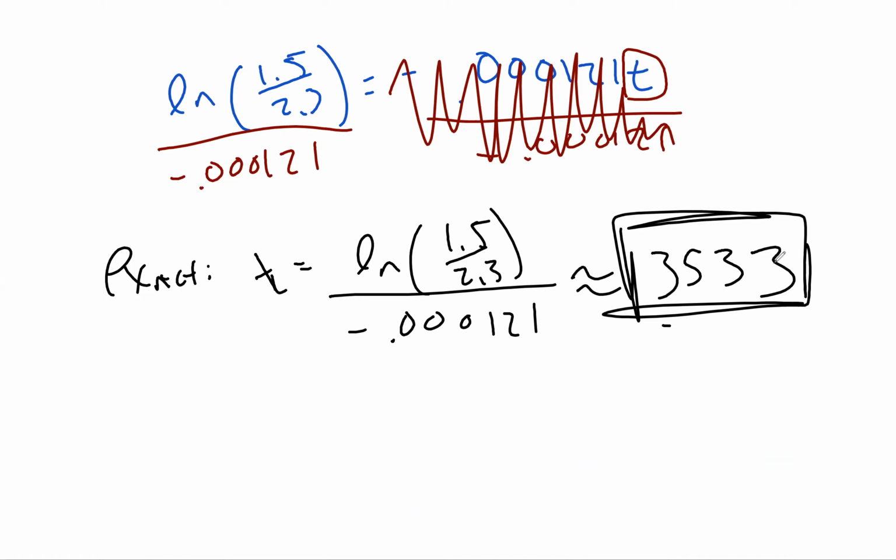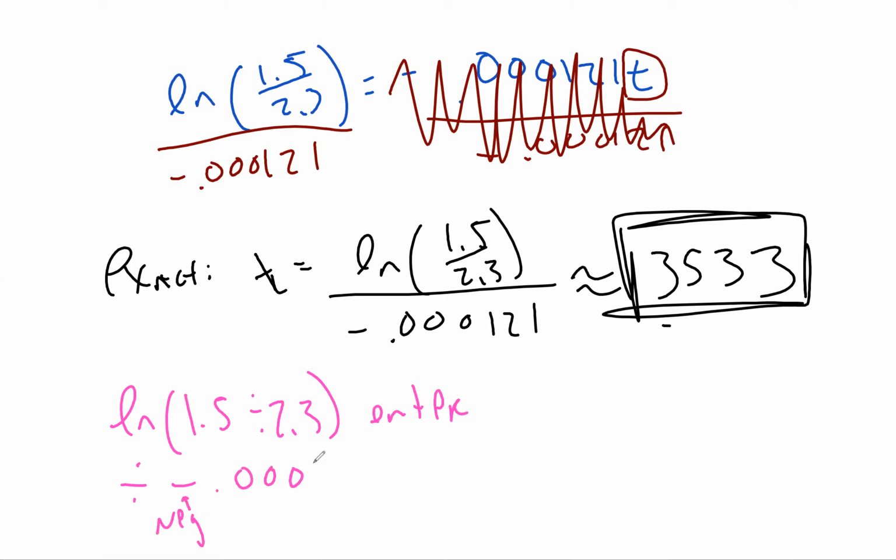Okay, if you're waiting for me to tell you how to type it into your calculator, here's how you're going to do it. You're going to hit the ln button, parenthesis pops up, 1.5, division sign, 2.3, close, enter. Okay, you get whatever. I don't care what it is. It'll be some value. And then, okay, great. Lakin got it. Good. And then once you hit enter, you will hit the division button and you will hit the negative sign. Make sure you don't hit the subtraction sign. Make sure you hit the negative sign. So this is NEG for negative. And then 0.000121, and then you're going to hit enter again. And that's what should give you this whole number.